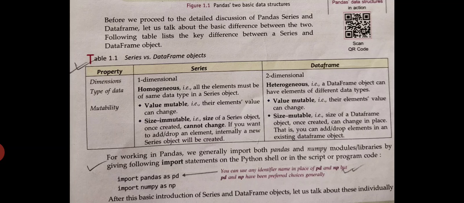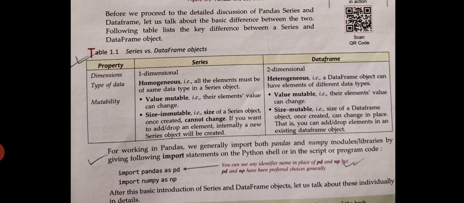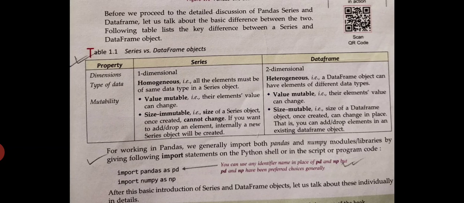Okay. Now mutability, value mutable. Mutable means, as I discussed in string and dictionaries also, mutable means which can be changed, and immutable means that cannot be changed. So their element value can change. Size immutable means the size of a series object once created cannot change. Clear? Now value mutable, their element values can change.